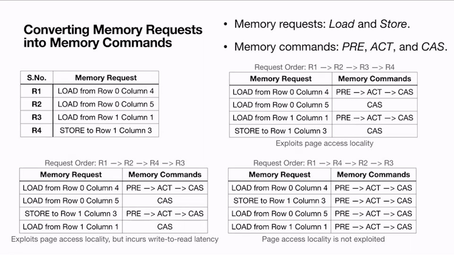After that, you'll have multiple CAS commands. Yes, understood. So when you are exploiting the row buffer locality, effectively you are giving multiple CAS commands and a single ACT command.